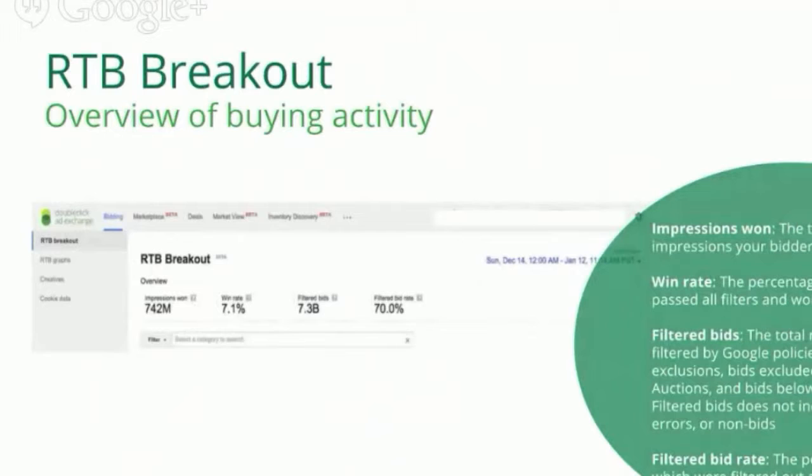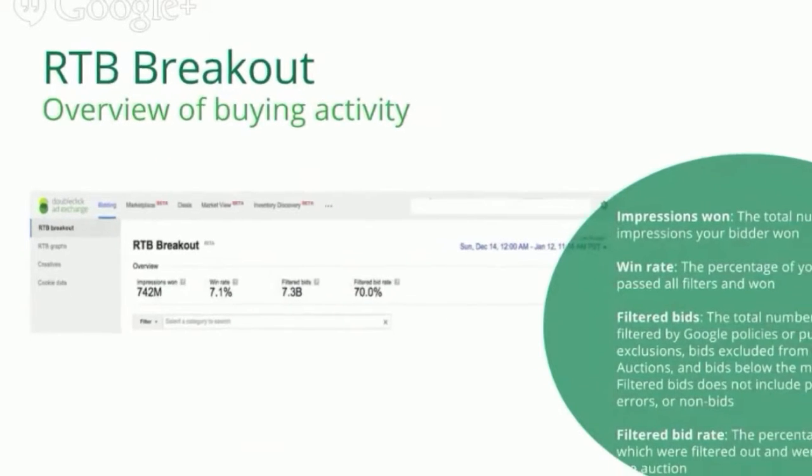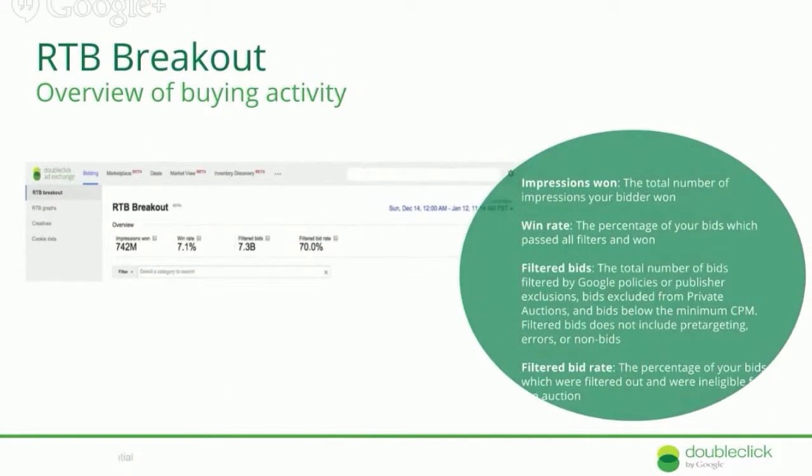The top of RTB Breakout gives you some high-level stats. So the number of impressions you've won and your win rate, as well as the number of bids you submitted, which have been filtered, and your filtered bid rate. Filtered bid rate is a measure of how often you are being filtered out before the auction runs, and it's a good indicator of potential issues you may be having with creative approval or being blocked on a particular publisher site. And so it's usually a good place to start when debugging.